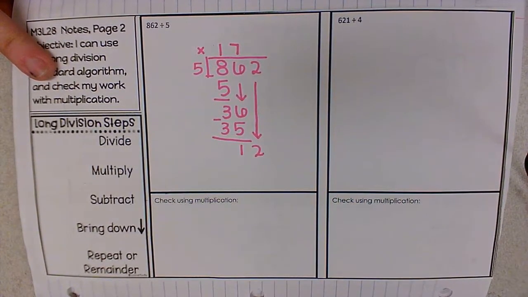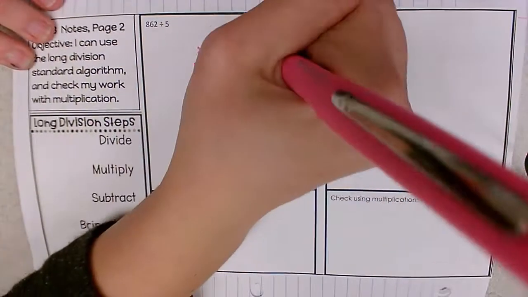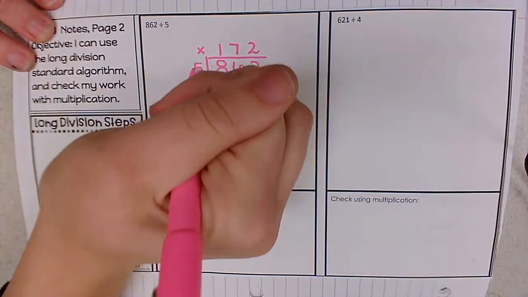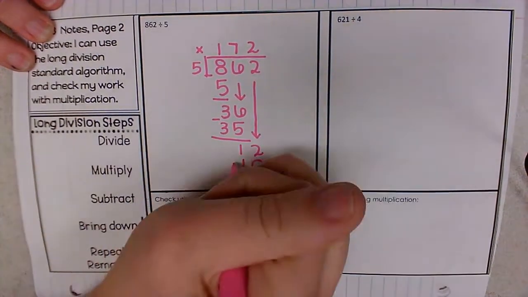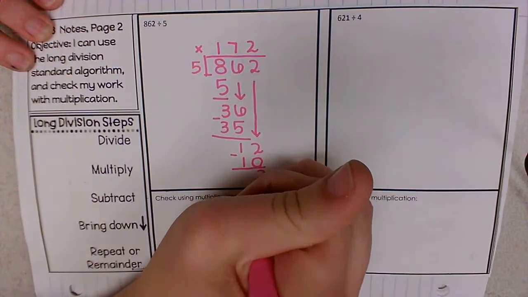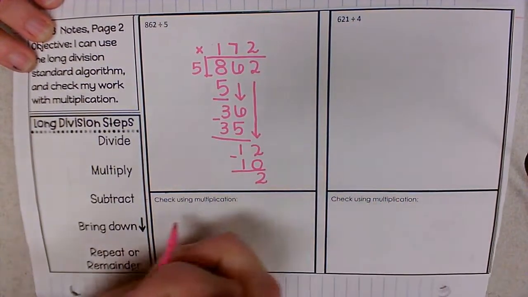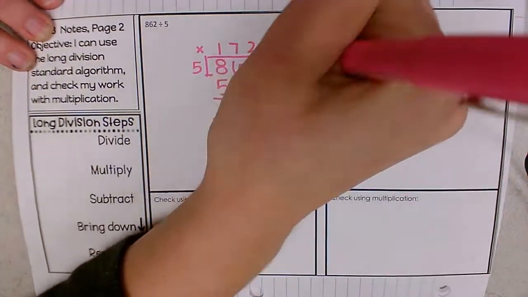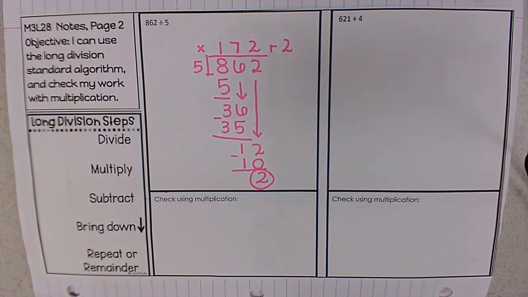Divide. 12 divided by 5. Let's see. I can't skip count by 5s and get to 12. The closest math fact I can do is 2 groups of 5. Divide, multiply. 2 times 5 is 10. Divide, multiply, and subtract. Bring it on down. Ooh, there's nothing left to bring on down. So if I can't bring anything down, that means that what's left over is my remainder. I have a remainder of 2. Let's see how that affects the way that we check our work.